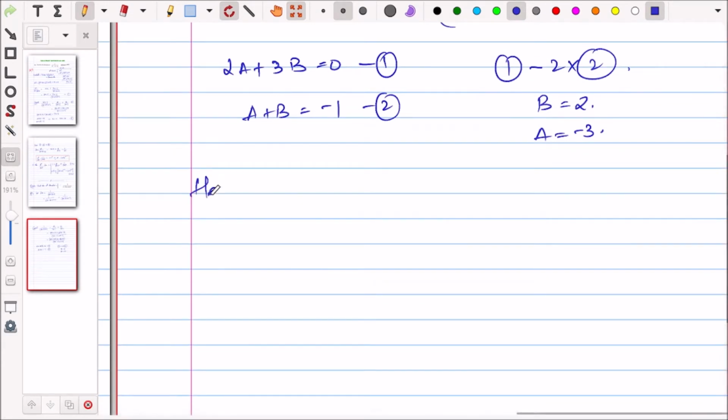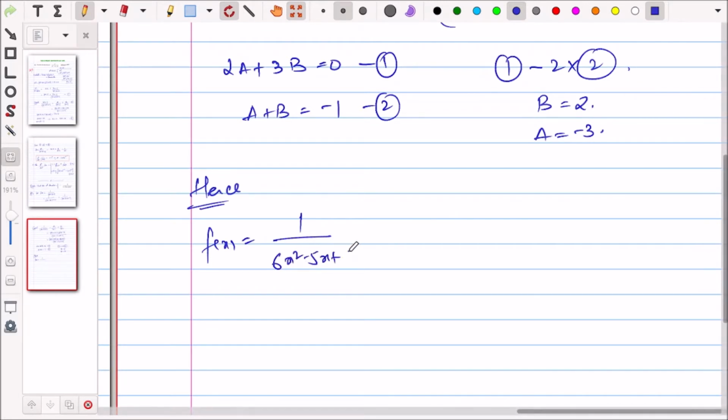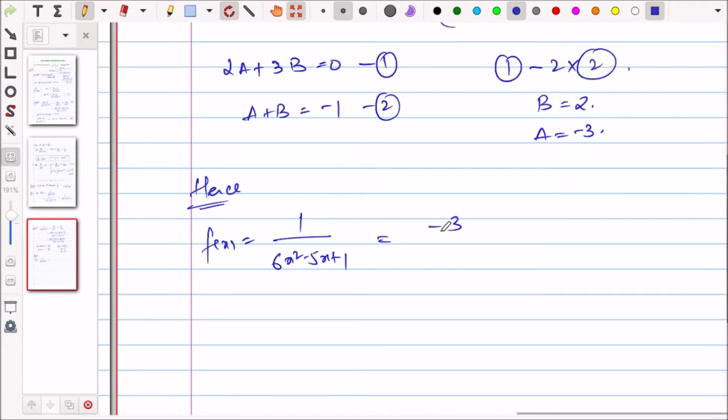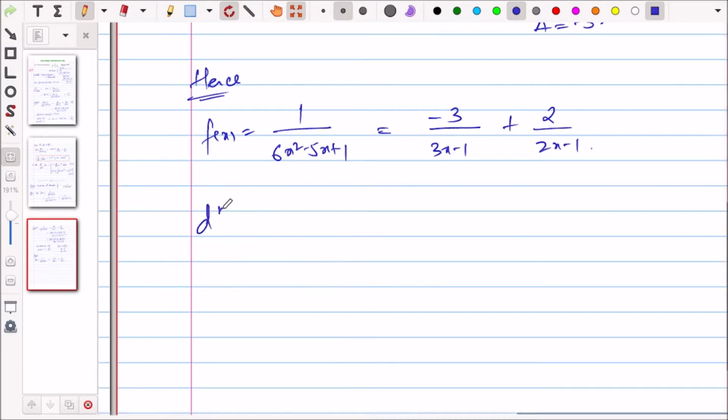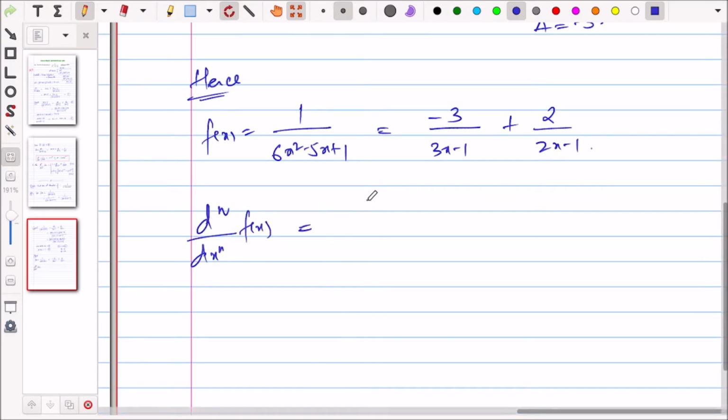So hence f(x), which is equal to 1 by 6x square minus 5x plus 1, is equal to minus 3 by 3x minus 1 plus 2 by 2x minus 1. So what will be the nth derivative of this? d^n by dx^n f(x) is equal to, so it will be the same.